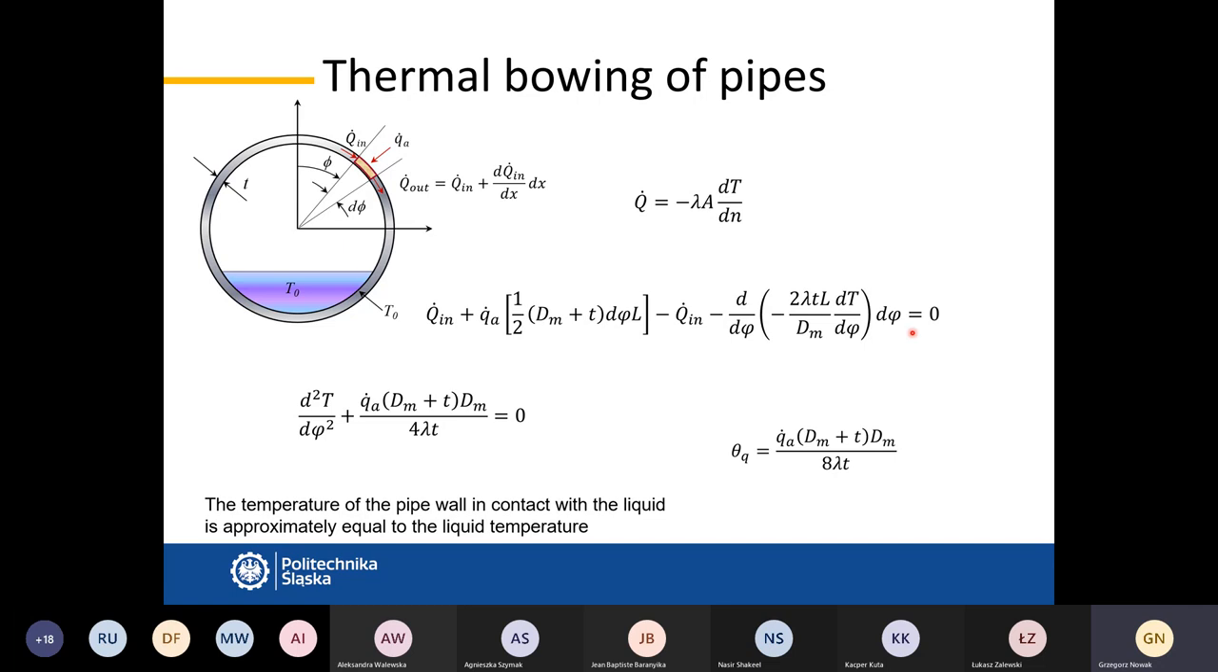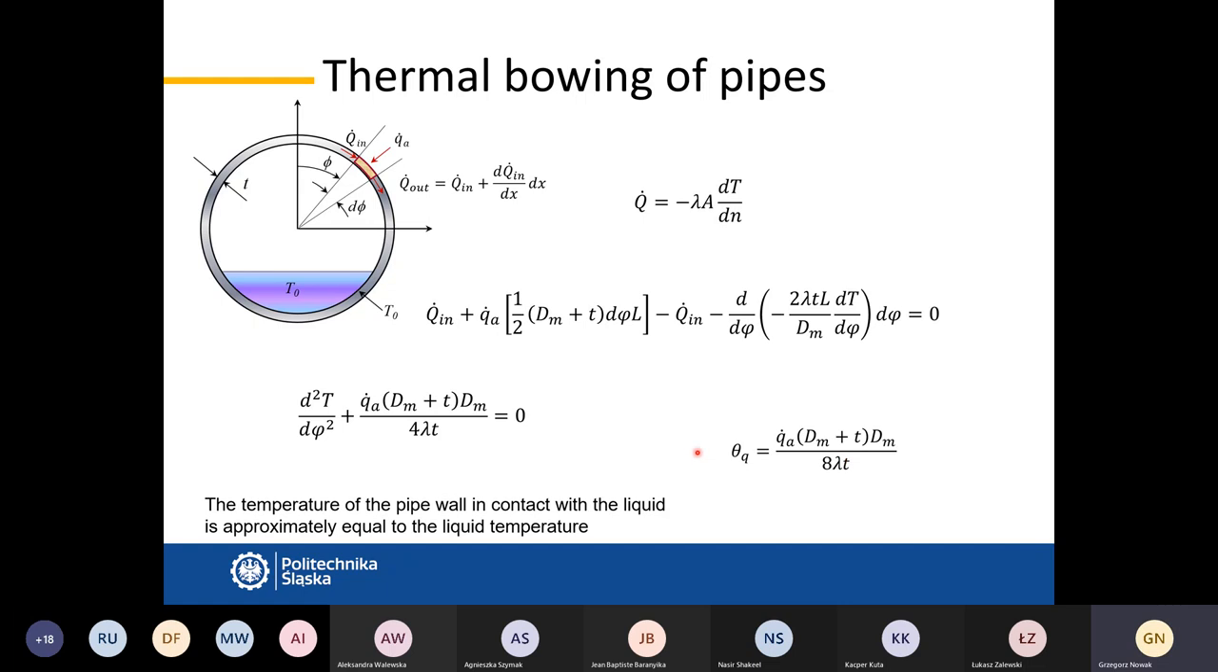resolve this equation, we'll get the second derivative of temperature over d phi, so the circumferential coordinate, the angular component, plus QA, so this is the ambient heat transferred into the pipe or out of the pipe, depending on the direction. So depending, this heat can be positive or negative. And such a factor, so let's say geometry, material factor, dm plus t times dm divided by 4 lambda t. And we'll introduce here such a parameter, theta q, which is half of this part here. So you see it's qa dm plus t dm divided by 8 lambda t.